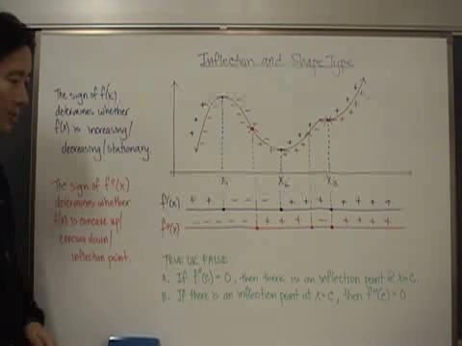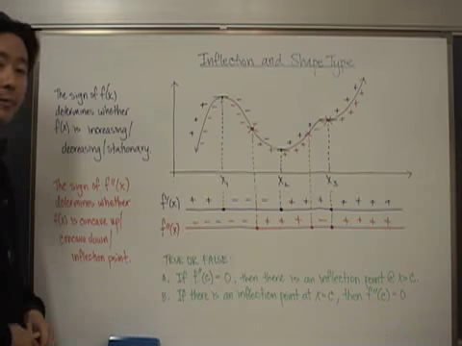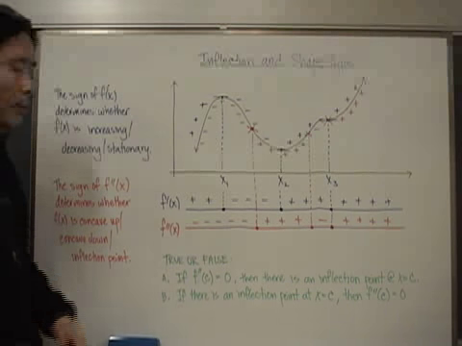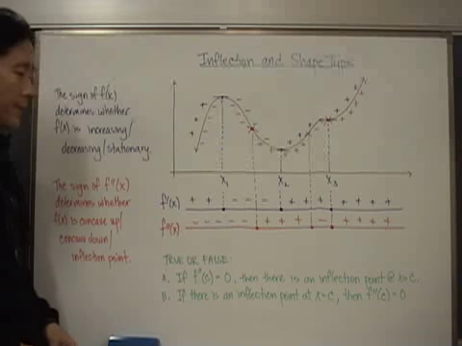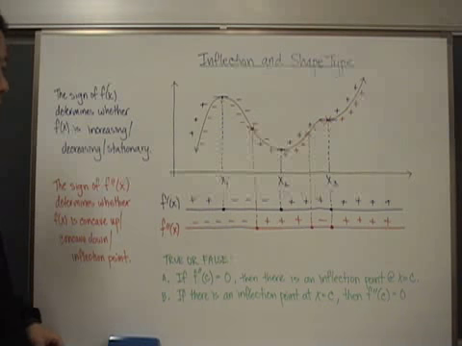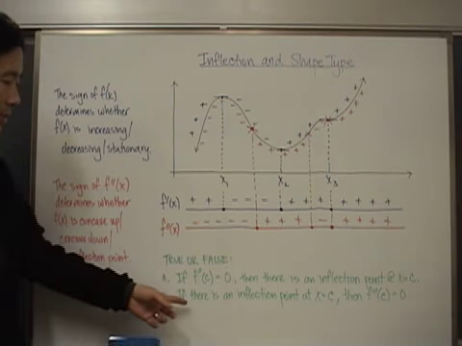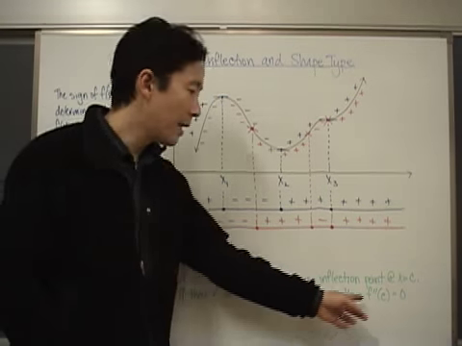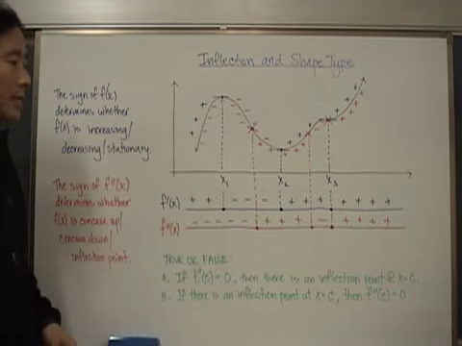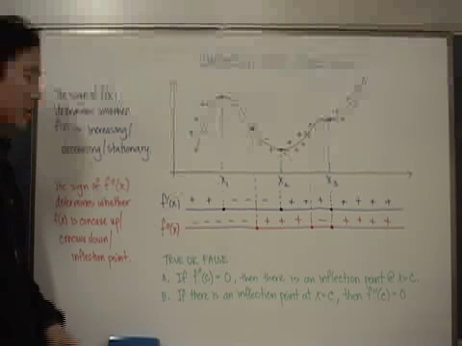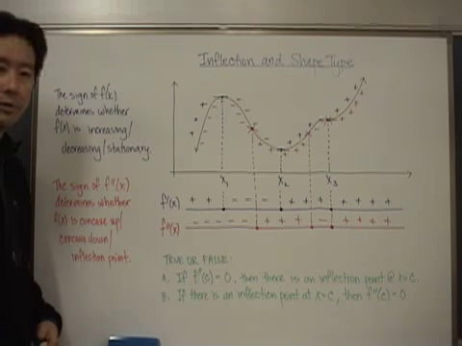So here's your question for tomorrow, or the next time that we have class. True or false? If f double prime of c is equal to 0, then there is an inflection point at x is equal to c. Is that true or false? If there is an inflection point at x equals c, then f double prime of c is equal to 0. We'll discuss which one of these is true and which one is false.